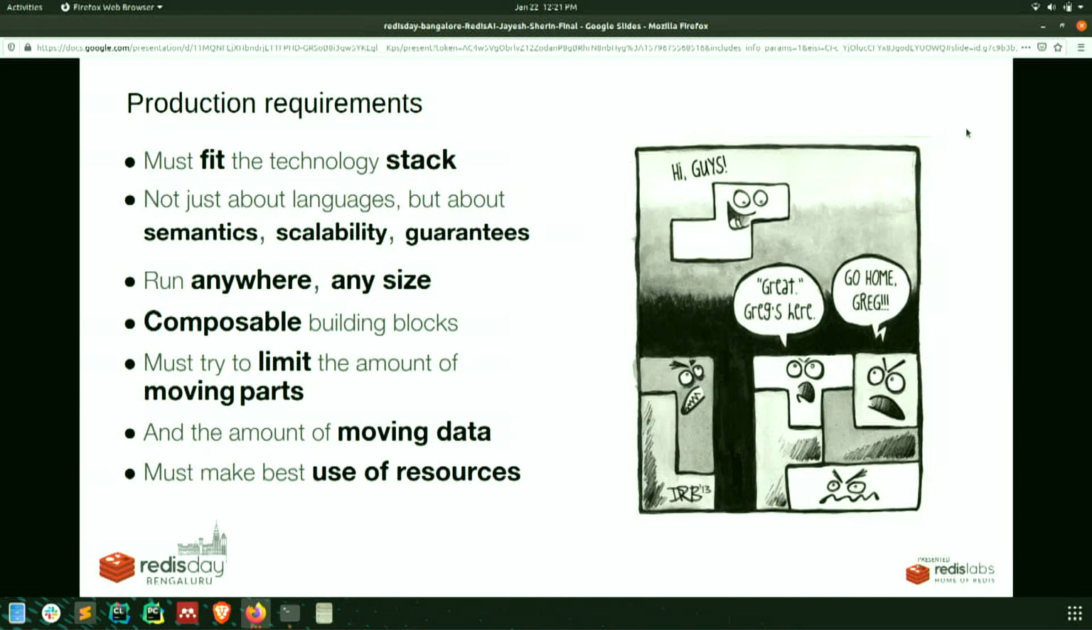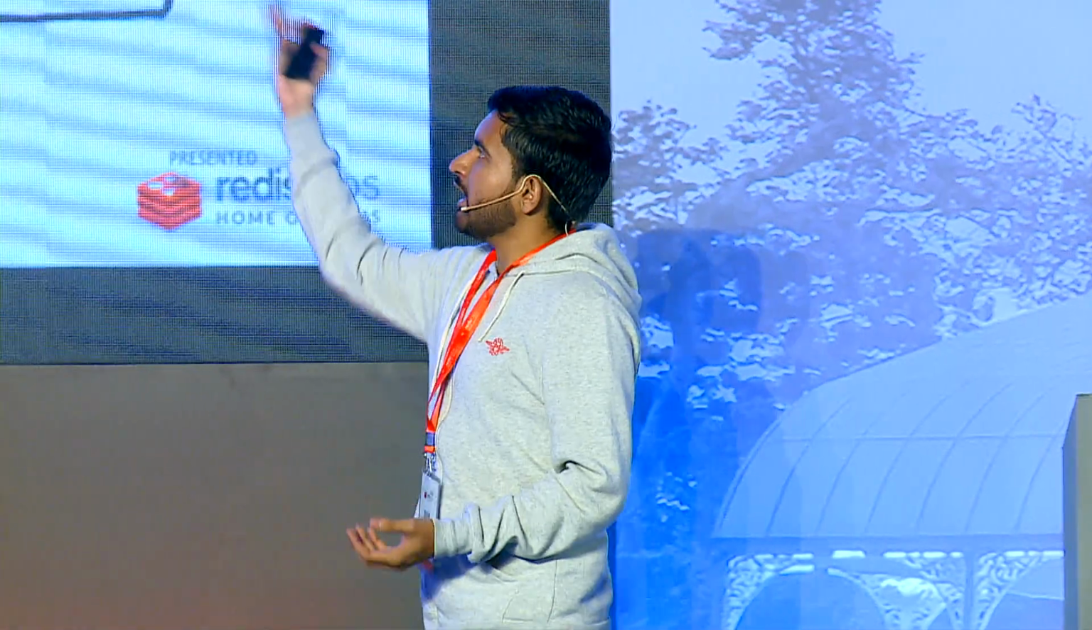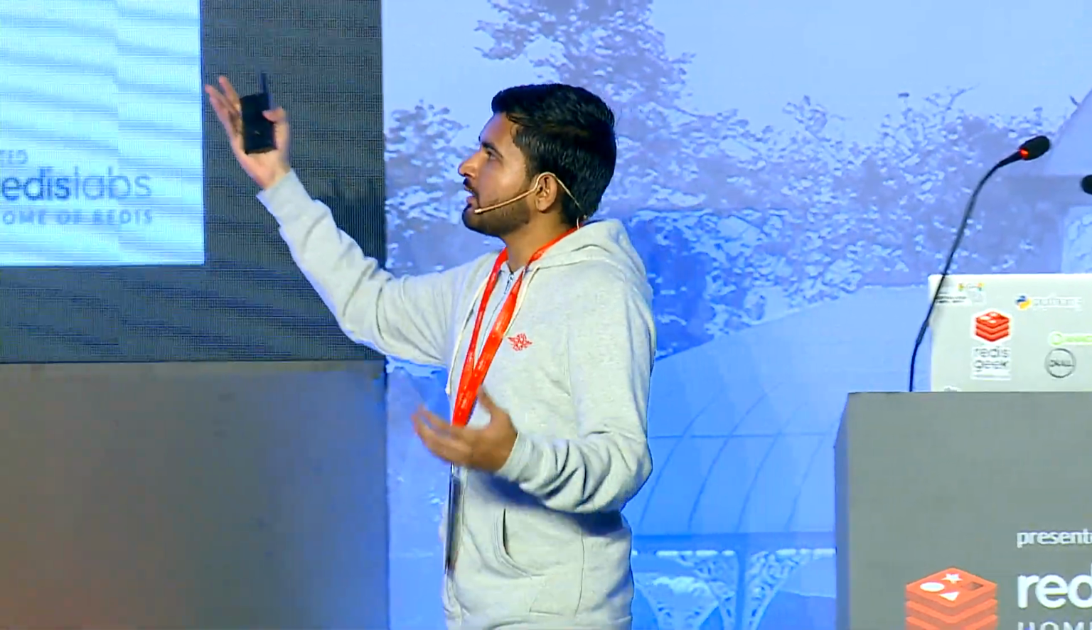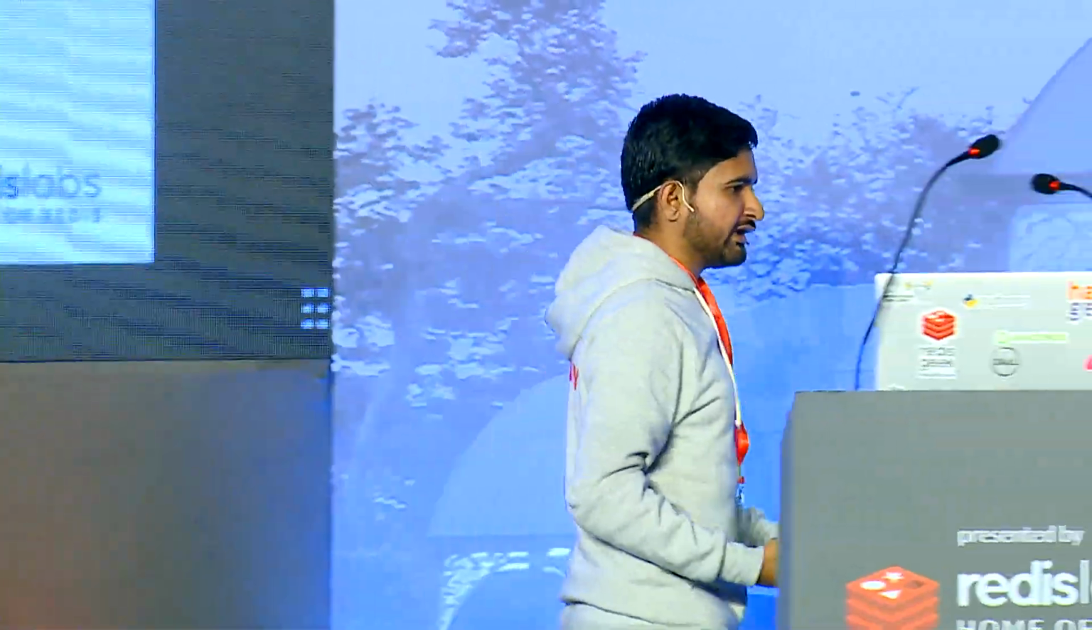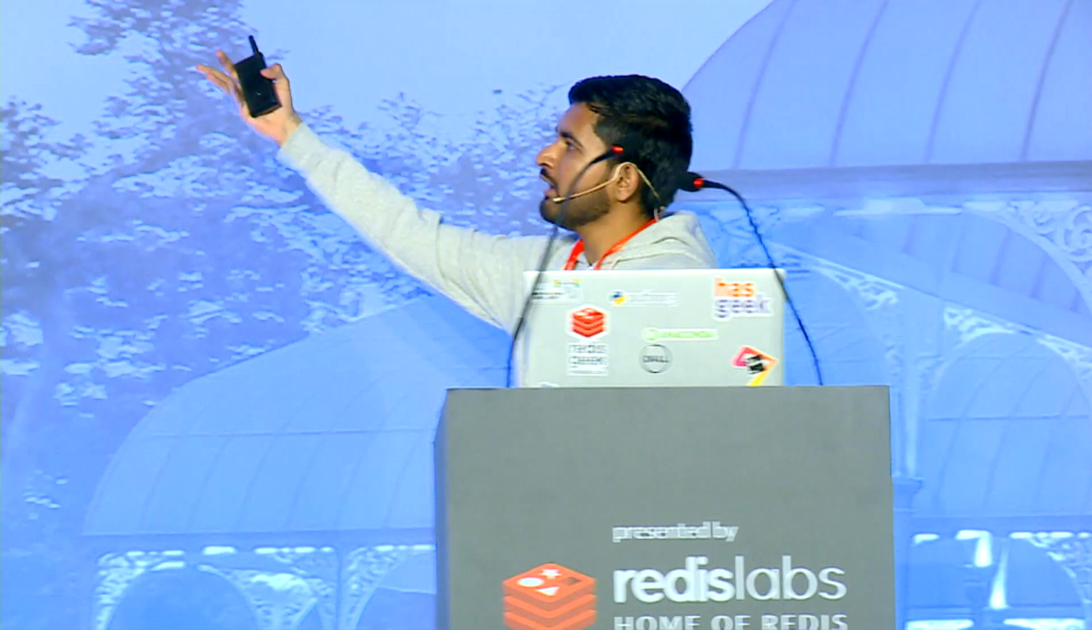So what are the requirements we have when we want to go into production? It must fit your technology stack. It must fit your strategies. Not just about languages, but about semantics, scalability, and guarantees. It should run anywhere. It should run on any size of data. It should be composable from building blocks, so it should be easily editable. You can modify it very easily.